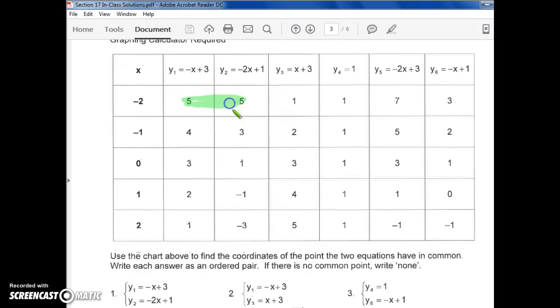That's where our two y coordinates are the same. Now our answer we're going to write as an ordered pair, which means an x and a y. The x is the input, negative 2, and the y is the output, which is 5. So our answer for that one would be negative 2, comma 5.